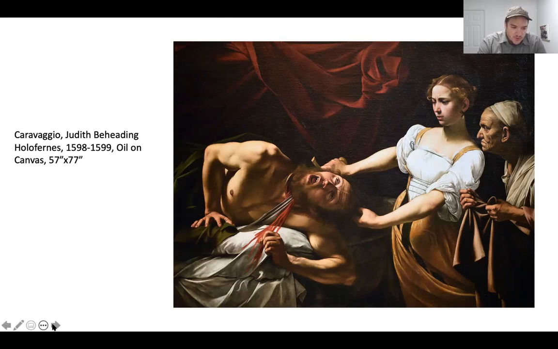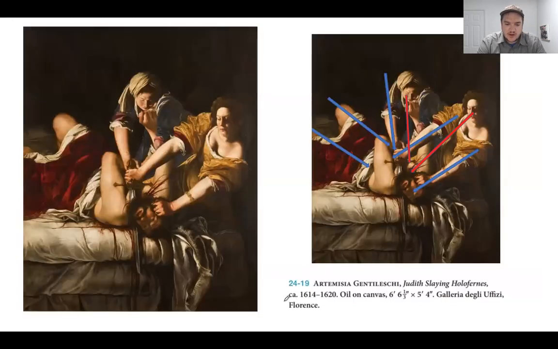But when we move forward a little bit, we have Artemisia Gentileschi. So she's kind of a follower of Caravaggio. She was a big fan. So here we have the same subject matter. She's doing that tenebrism, but her depiction is much more direct.